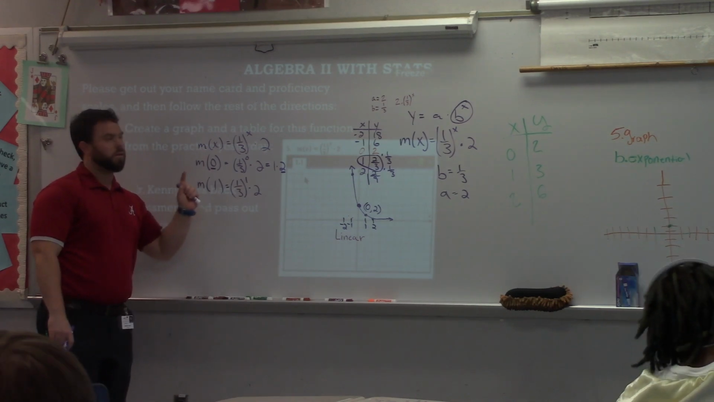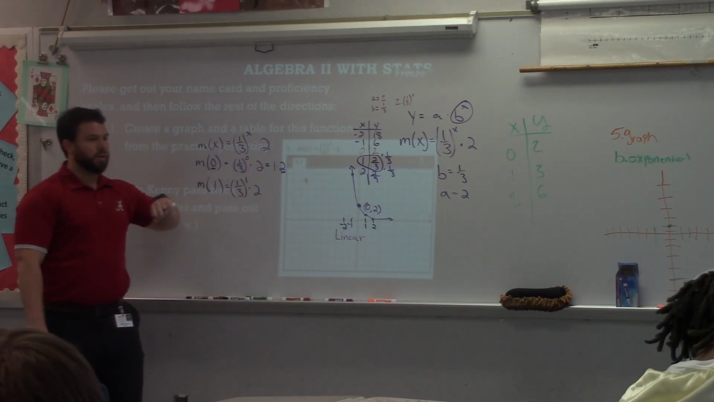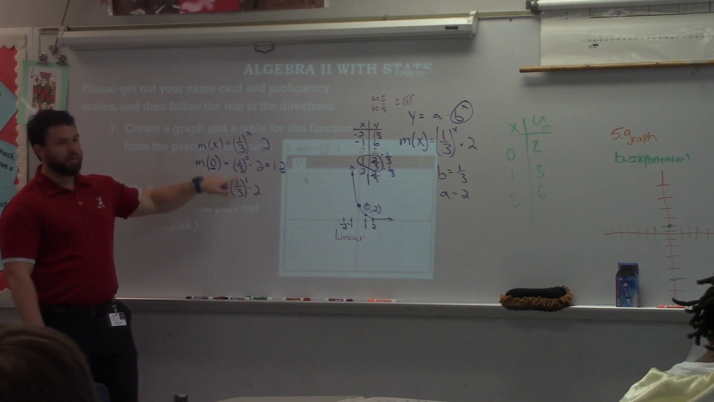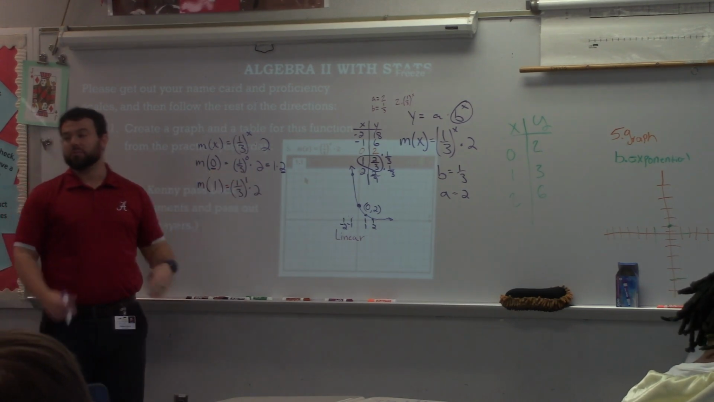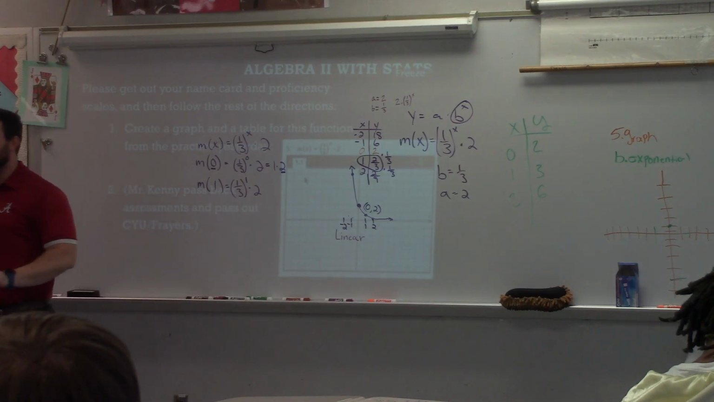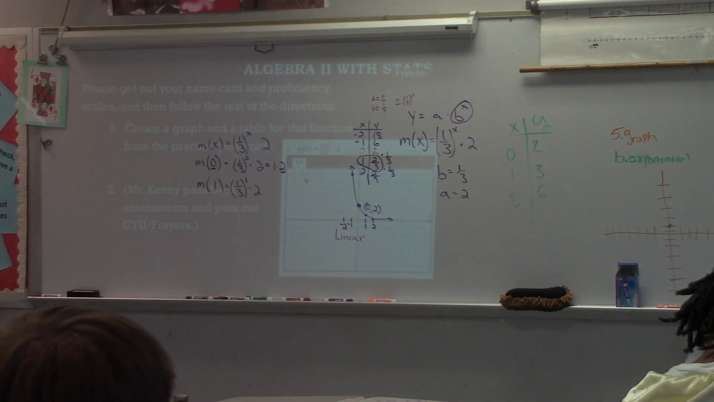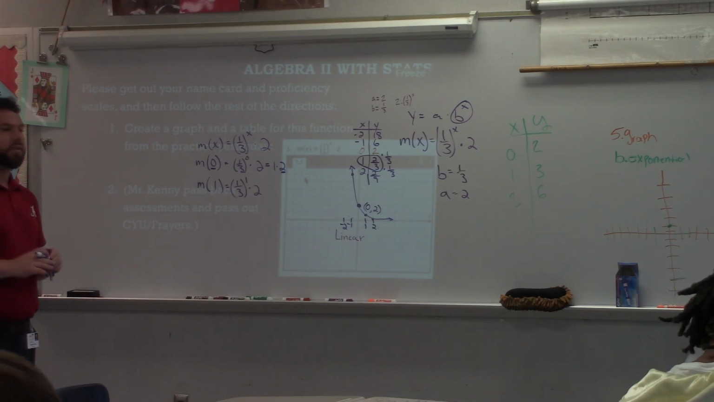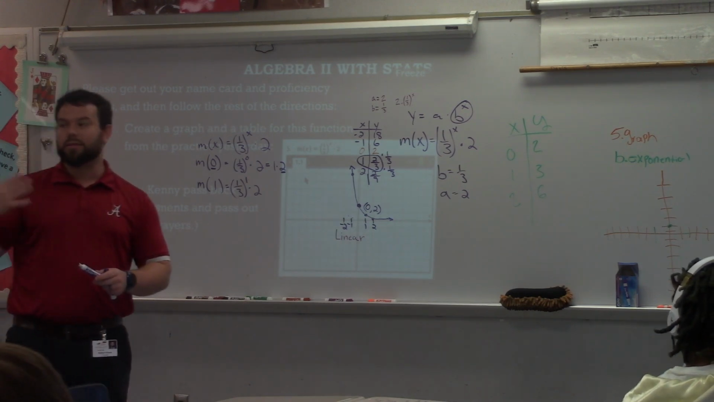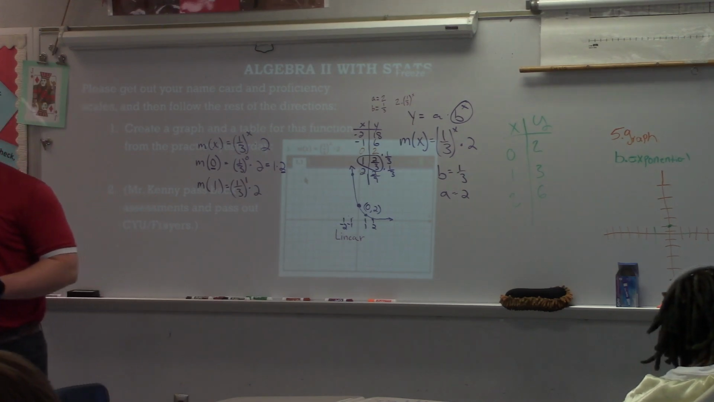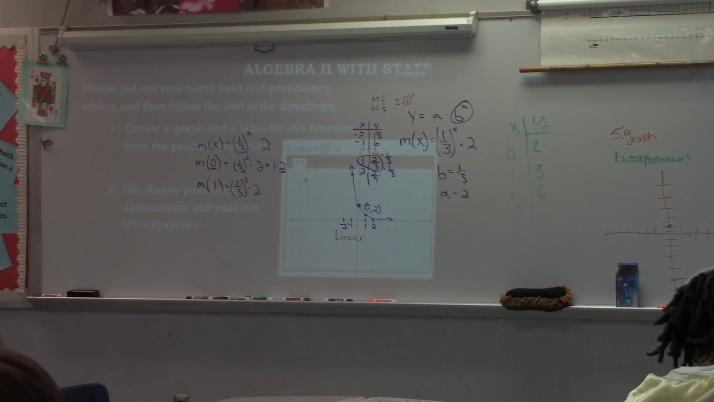1 is mapping to what? 2/3. If you're not sure about it, why don't you type in 1/3 to the first and times 2? Type it in all together. That's okay. Just make sure you pay attention to where your exponent is and everything else. I'm not joking. Type that into the calculator. Practice it. Practice helps a lot.